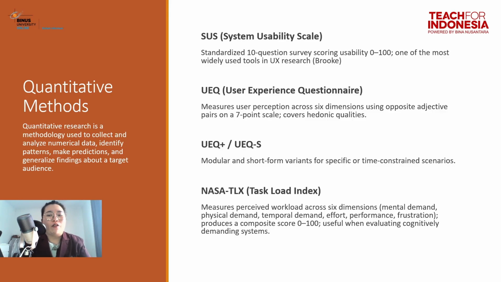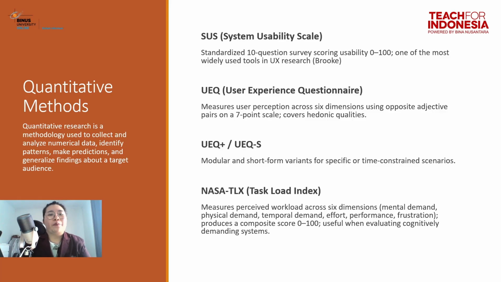First of all, we have the quantitative methods. Quantitative research is a methodology used to collect and analyze numerical data, identify patterns, make predictions, and generalize findings about a target audience. So you go to quantitative methods in order to answer questions like what, how many, or how much. Numerical data is very easy to present. It's very good if you want to present it to a stakeholder because usually it's a lot easier to digest and understand.